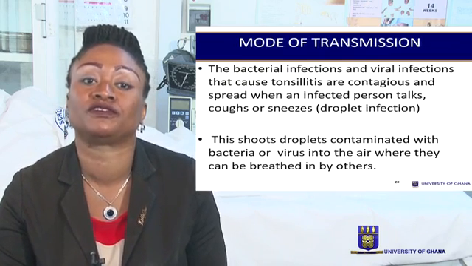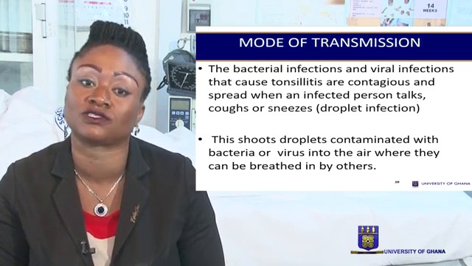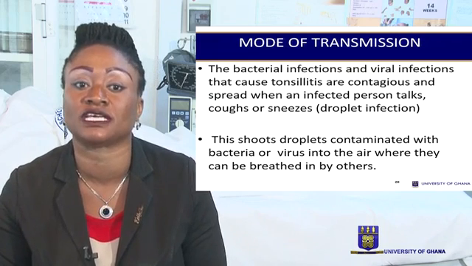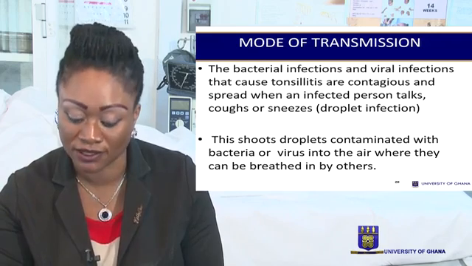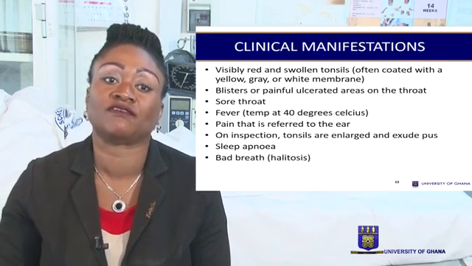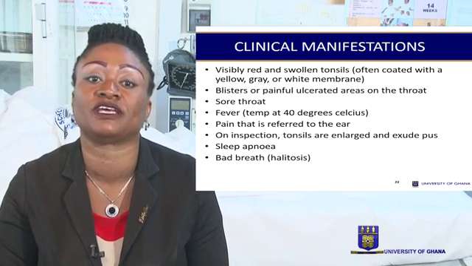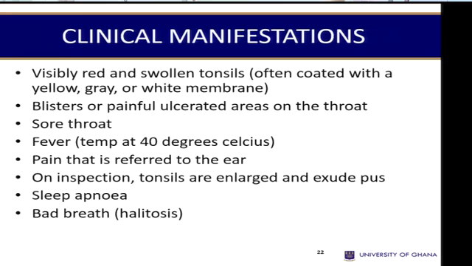The mode of transmission: the bacterial and viral infections that cause tonsillitis are contagious and spread when an infected person talks, coughs, or sneezes. So it's acquired through droplet infection. The manifestations include visibly red and swollen tonsils, blisters or painful ulcerated areas.